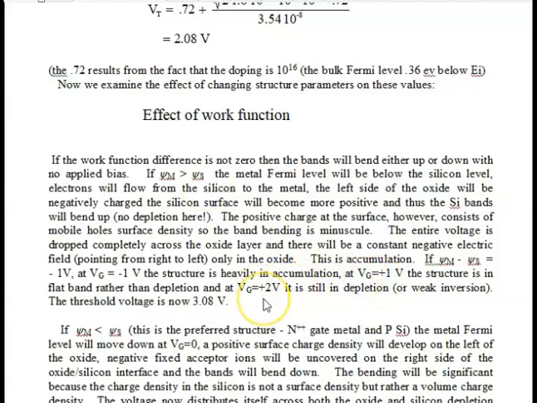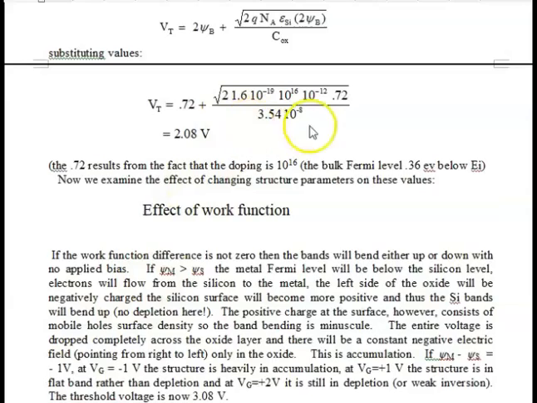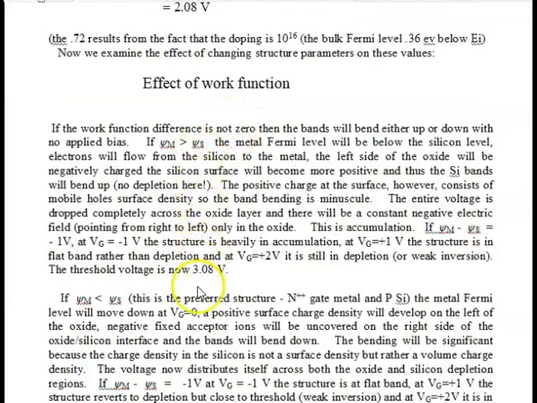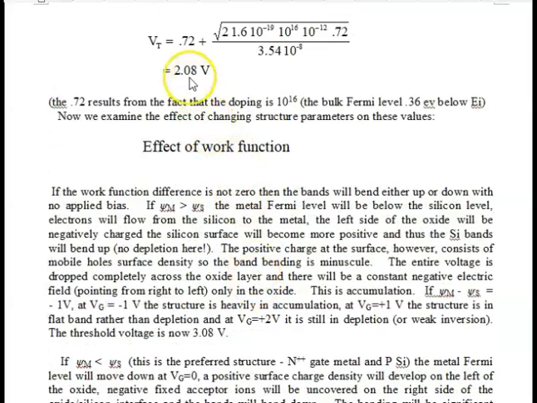At a gate voltage of 2 volts, we don't know. We'd probably still be in depletion. We're not sure, we have to work out the numbers. And without doing it, you can show very easily just by putting it into the threshold voltage calculation here. The threshold voltage is now 3.08. Well, that's interesting. Here it was 2.08.